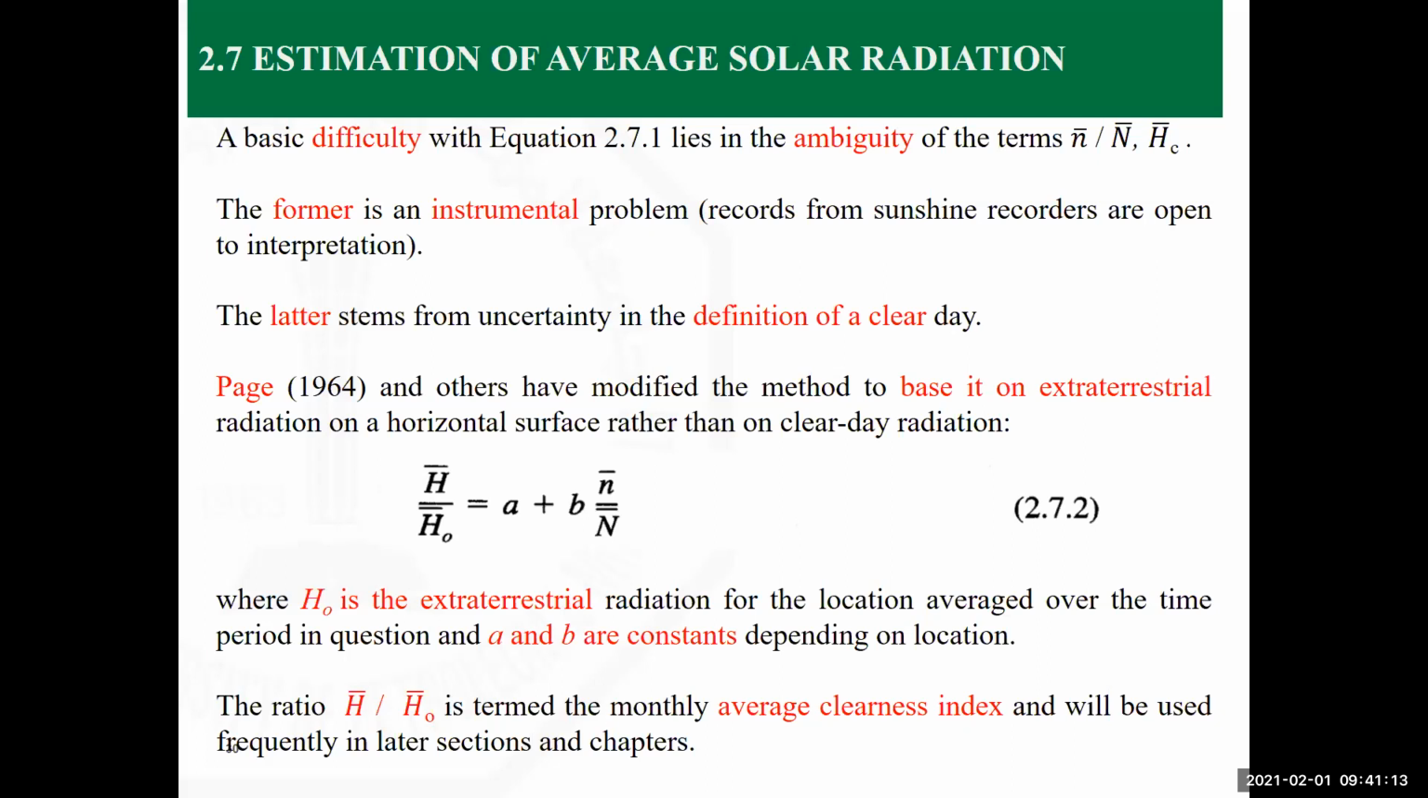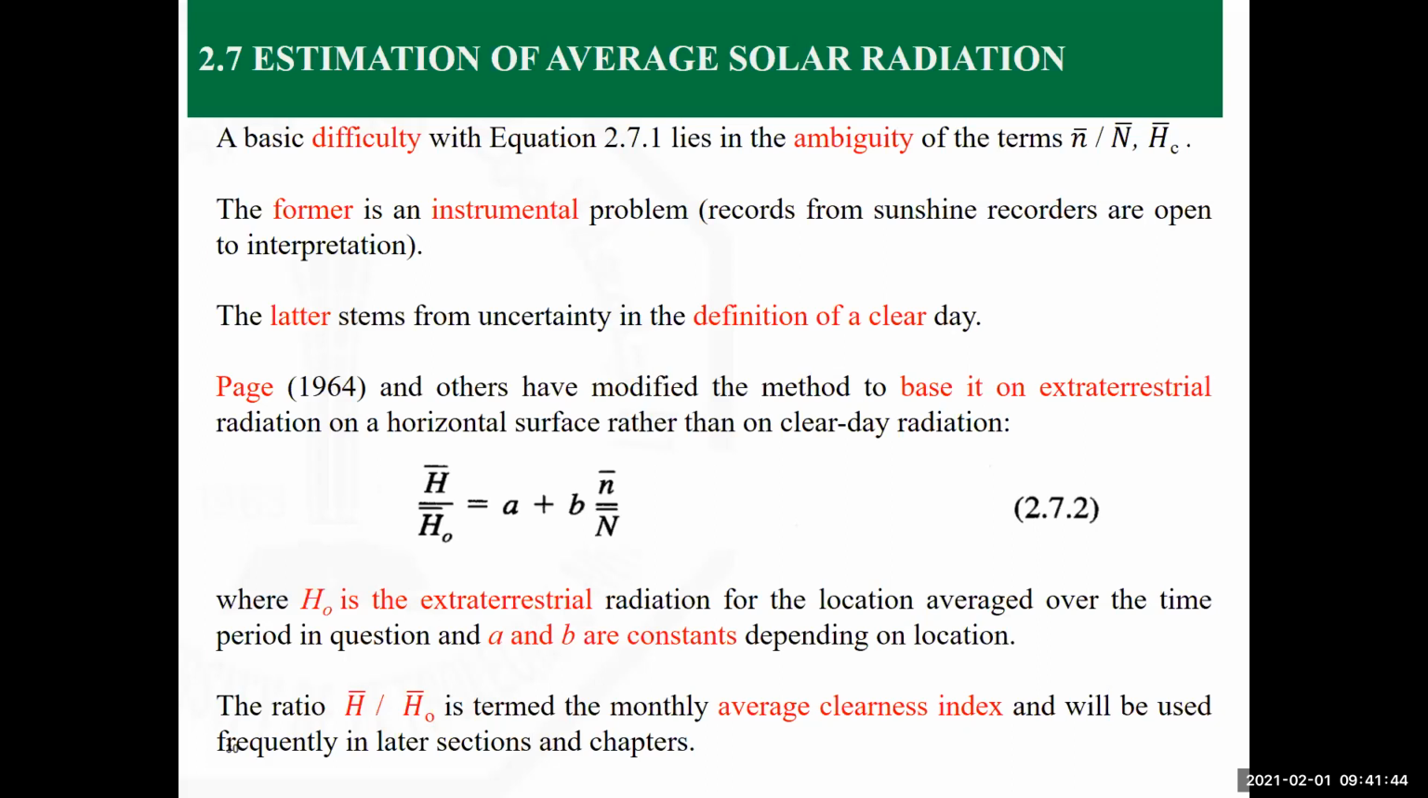However, Page in 1964, that was several decades ago, modified the equation that we had before. Instead of taking the clear sky as our reference, let's take the extraterrestrial values as the reference. And then the value of H naught has replaced the H_c. So H naught here is the extraterrestrial radiation for a location, averaged over the time period in question.